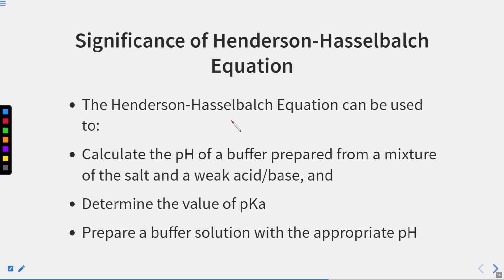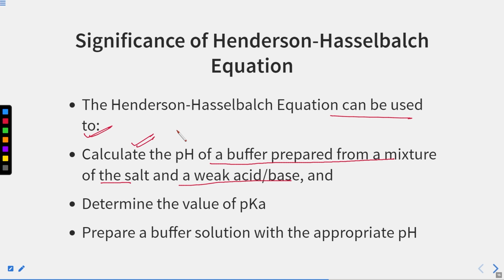The Henderson-Hasselbalch equation can be used to... So what is the use of this particular equation? This equation is very, very important. It is used to calculate the pH of a buffer prepared from a mixture of a salt and a weak acid or base. So it is used for calculation of the pH of any buffer prepared.